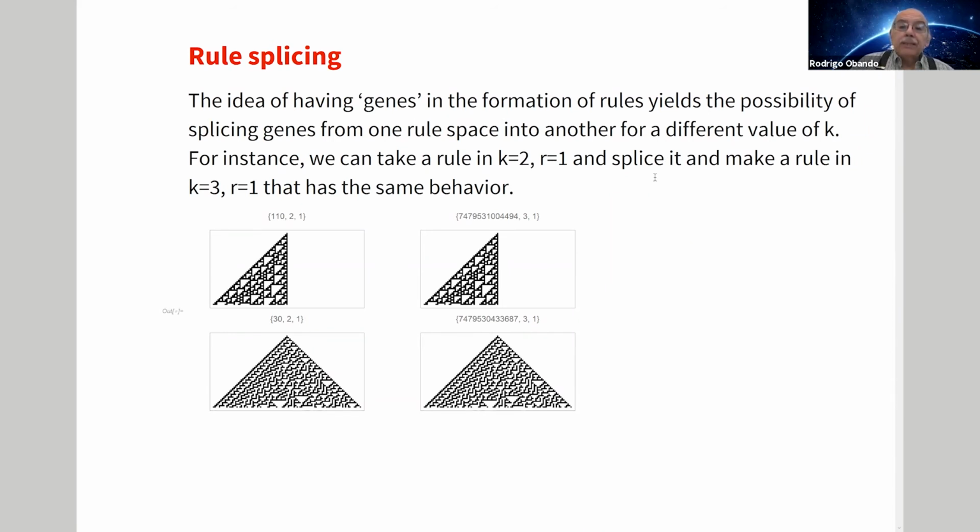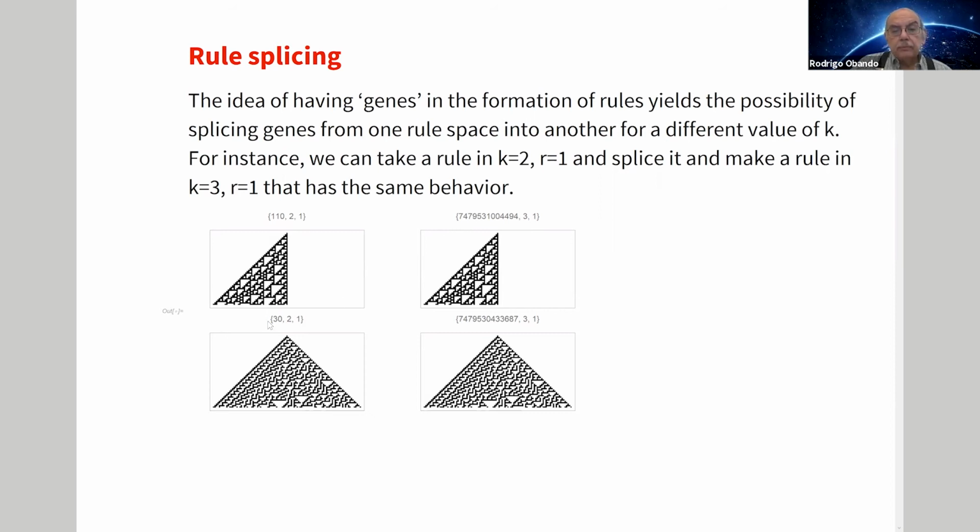Then I splice it and make a rule in K equal to 3, R equal to 1 that has the same behavior. So here's 110 evolving for a single cell. And this is the rule, which is a big number, for K equal to 3, R equal to 1, and there's the behavior. It's identical behavior. You will not be able, in this case, to distinguish between one or the other.